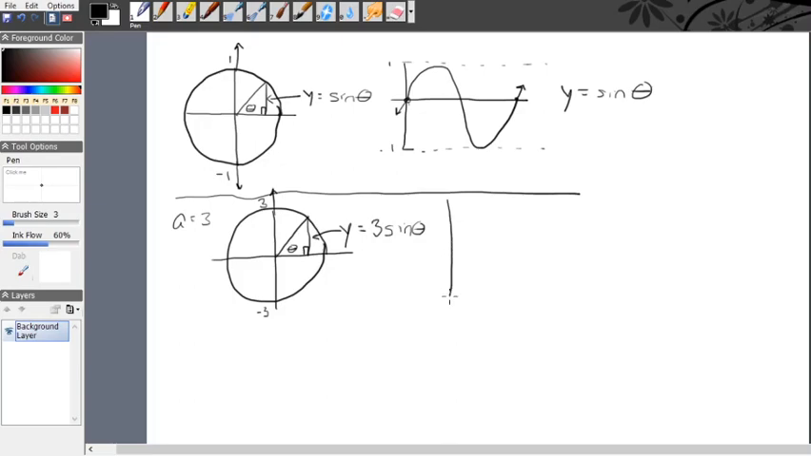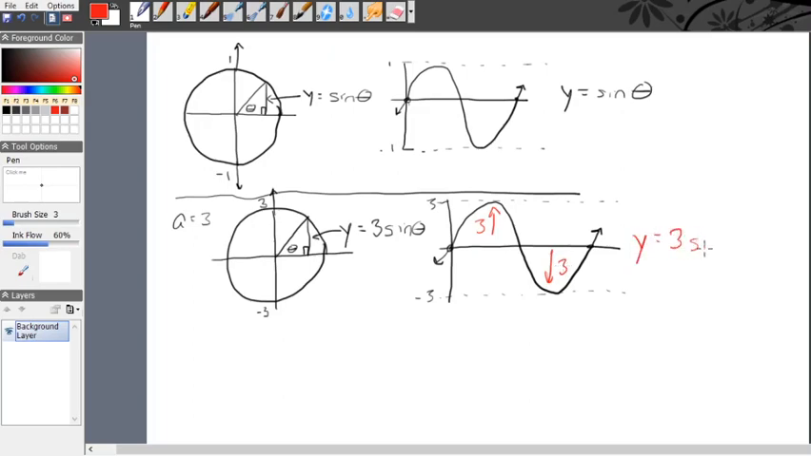So when I graph this, what have I got? Well, my maximum is 3. My minimum is -3. My graph still starts at 0, and it goes up to the maximum, back down, down to the minimum, and back to 0, and then keeps going around the circle again. And my equation, because I have a stretch of 3, is y equals 3 sine of theta.